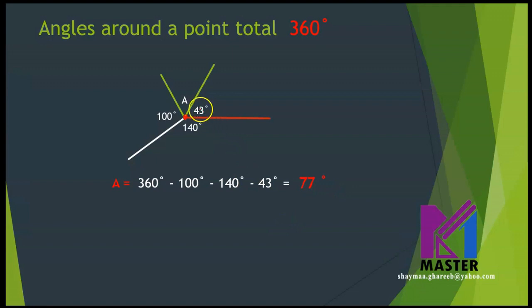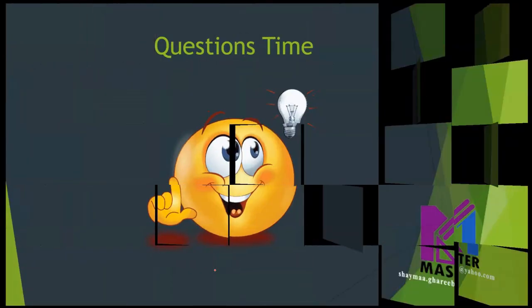Or I can add these three angles together. 100 plus 140 equals 240, plus 43 equals 283. So I can subtract the 283 from the 360, which is 77 degrees. Is this clear? Now let's have some questions.